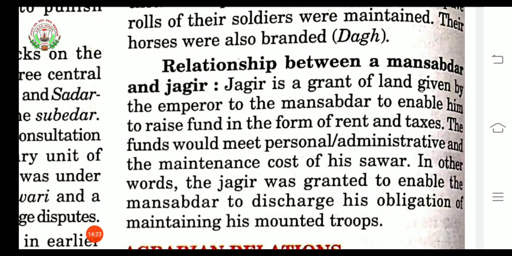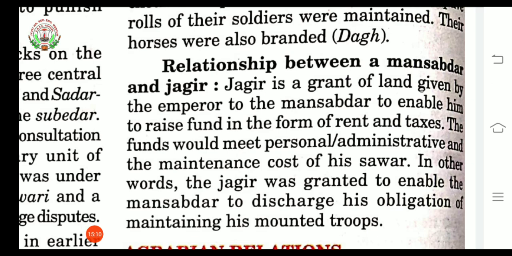Now we will understand the relationship between Mansabdar and Jagir. Jagir is a grant of land which is given by the emperor to the Mansabdar. Mansabdars used this land to raise funds in the form of rent and taxes. Mansabdars used the funds raised to meet personal and administrative needs, meaning their personal needs for their livelihood and the funds required for the administration. And they were also using the money for the maintenance of their sawar. Sawar indicates the actual number of horses under them.